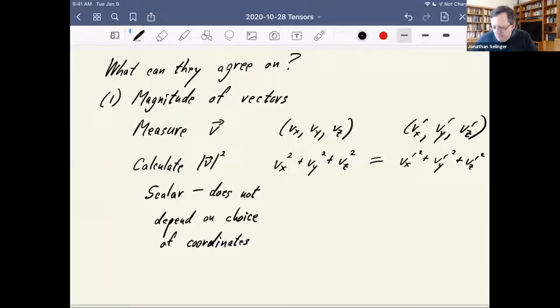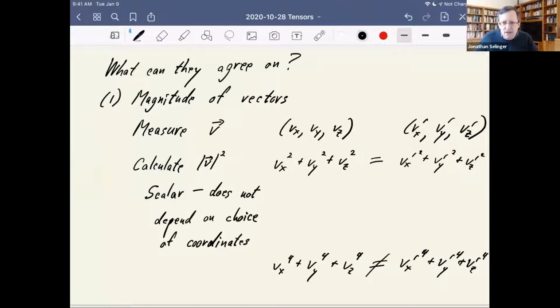Incidentally, if they take the fourth powers and add them up, they probably don't get the same number. Vx prime to the fourth plus Vy prime to the fourth plus Vz prime to the fourth. These things are normally not equal to each other. That's because there is the Pythagorean theorem for squares, but there's no Pythagorean theorem for fourth powers, right? It only works for squares.